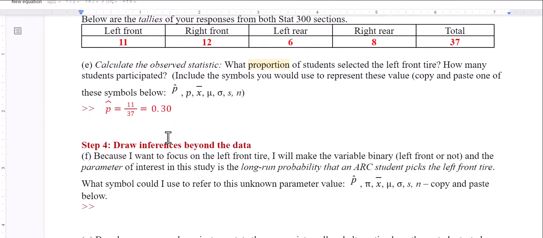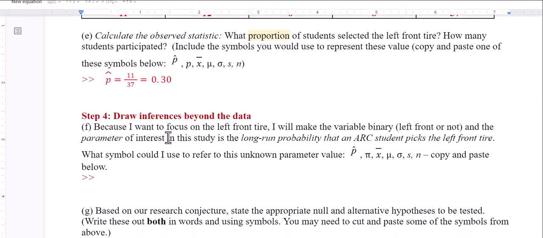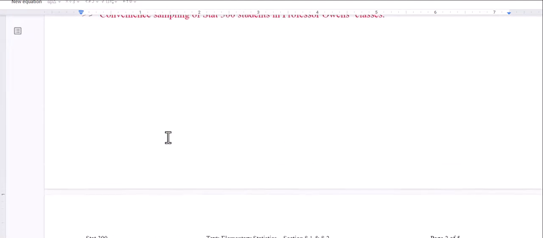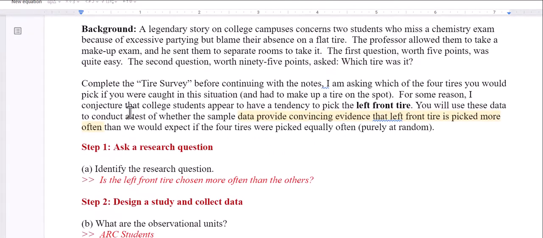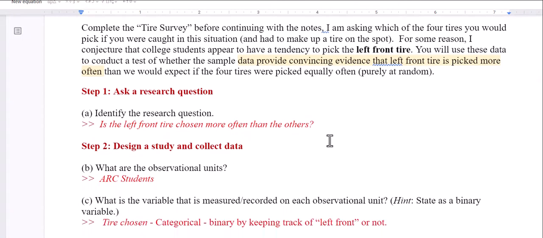What if we were just picking at random? It's just if they were equally likely, right? It says whether the sample data provide convincing evidence that the left front tire is picked more often than we would expect if the four tires were picked equally often, so purely at random.